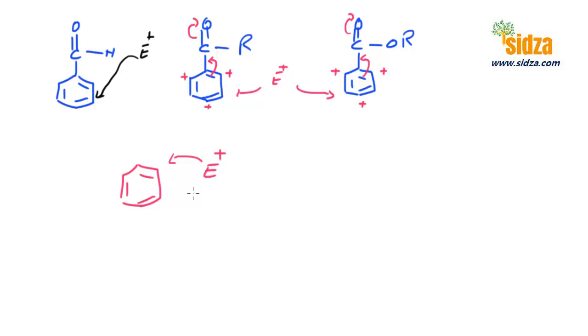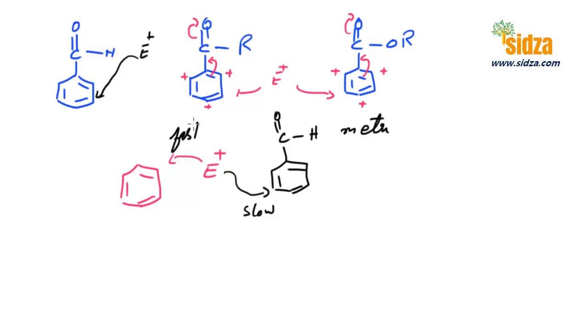So when you compare the attack of the electrophile on the benzene ring with the same electrophile attacking a ring which is attached with an electron withdrawing group, that means any meta directing group, here the attack of the electrophile will be slow, and here the attack of the electrophile will be faster. So that's why the meta directing groups are also called ring deactivators, right? These are called ring deactivators.